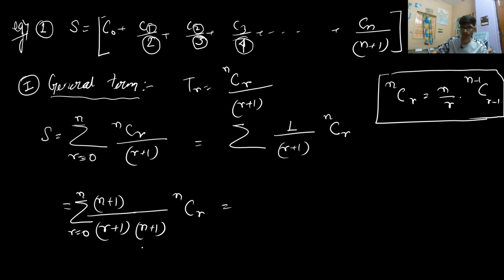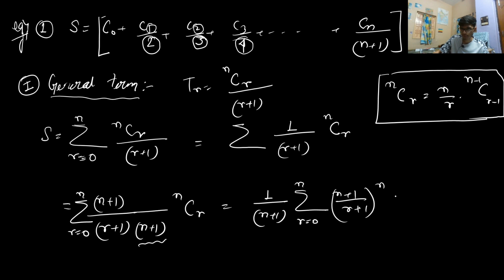So if we apply this particular result, if we take n plus 1, because it is a constant term, let us take it out of the sigma. So it will generate 1 by (n plus 1) into sigma r belonging to 0 up to n, (n plus 1) divided by (r plus 1), whole multiplied with nCr.